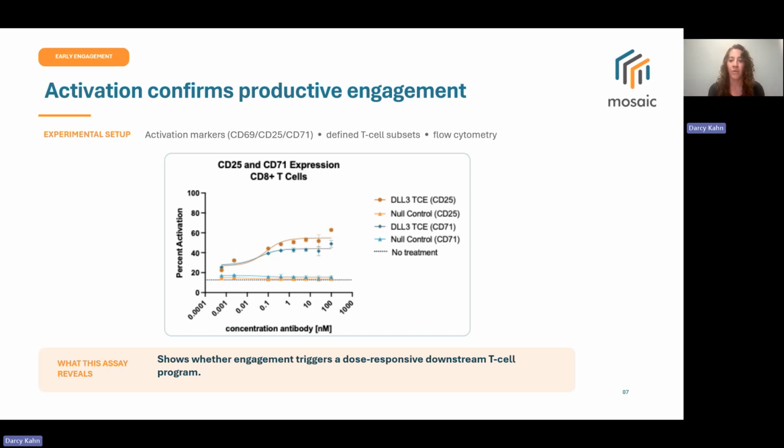So what this tells us is that our engagement is actually happening the way we'd expect, and it gives us context for interpreting everything else downstream. If your data on your killing assay looks off, this kind of activation data can help you figure out whether the problem is upstream of the kill step or somewhere else.